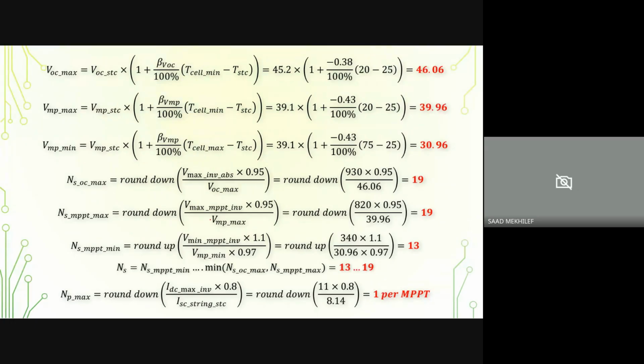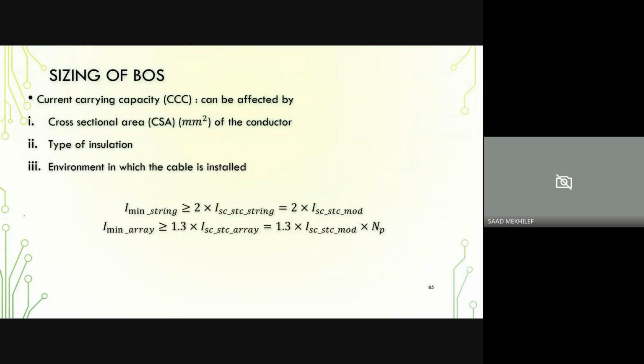This is how we calculate the number of panels in series and parallel, and the minimum voltage and minimum current. This is the balance of system, BOS. In terms of rating the current, it is always multiplied by two times, or a 30% increase of the short circuit current, times the number of panels in parallel, because the short circuit current times the number of panels in parallel. This is for the protection.